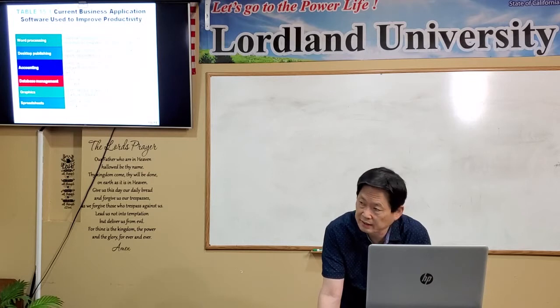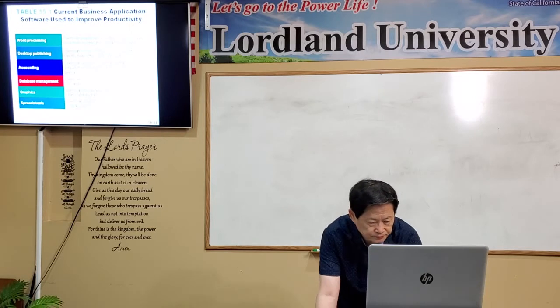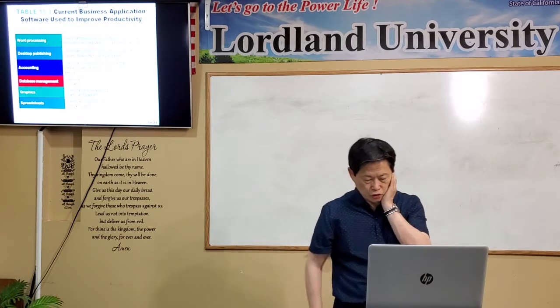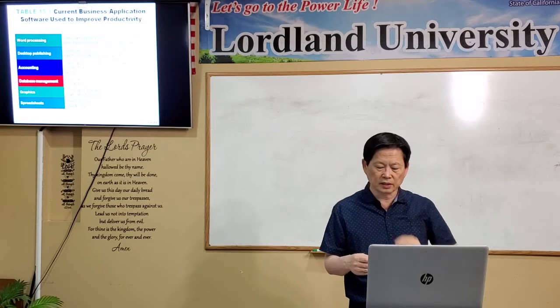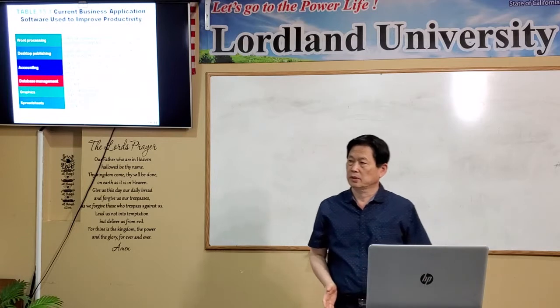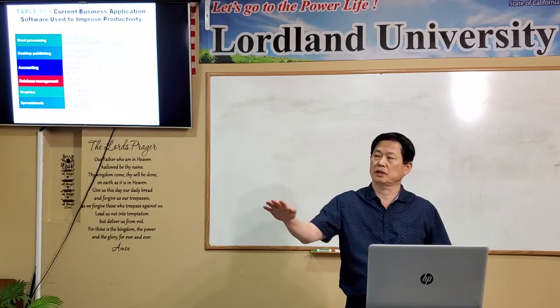By using graph applications, users can display and print pictures, drawings, charts and diagrams. By using spreadsheet software, users can organize numerical data into a grid of rows and columns. Column means vertical. Row means horizontal.